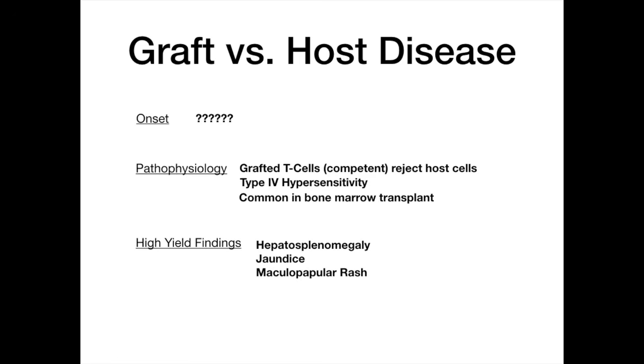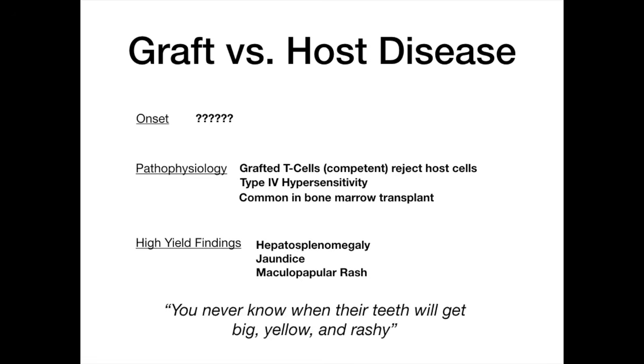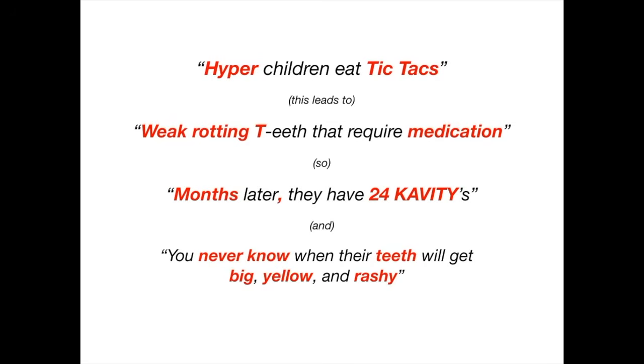So our fourth and final sentence of this awesome story about these damn kids that eat way too much candy and need a dental transplant, which is how you remember transplant rejection, is that you never know when their teeth will get big, yellow, and rashy. So here's our story. Hyper children eat Tic Tacs, and this leads to weak, rotting teeth that require medication. So months later, they have 24 cavities. And you never know when their teeth will get big, yellow, and rashy.